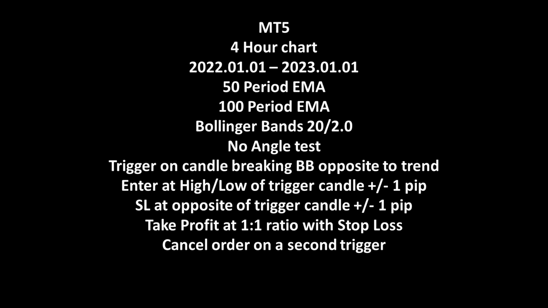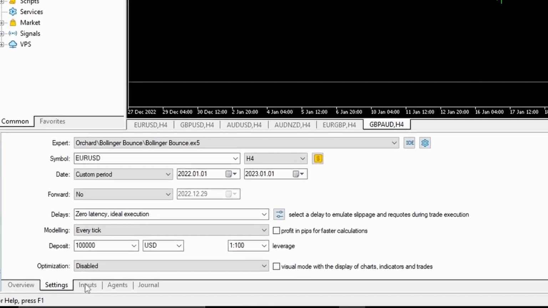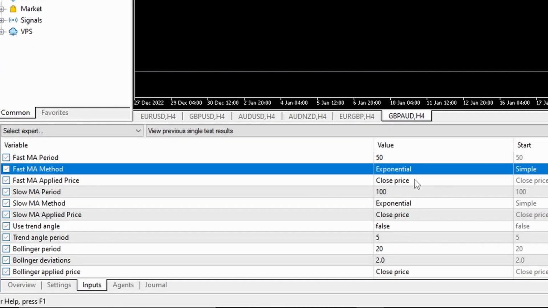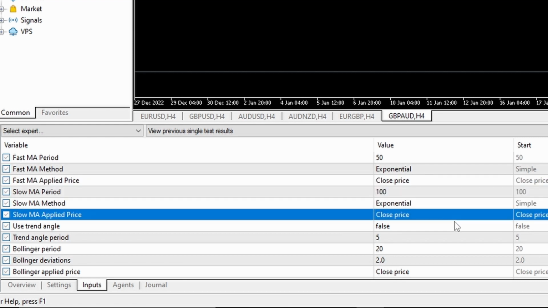I won't take too long over running these tests, and then we'll come back and see the results. Now I have the strategy tester set up here ready to run the Bollinger Bounce. If I go to the inputs, I'm using the fast MA as 50 period exponential on the closing price. The slow MA is 100 period exponential on closing price.